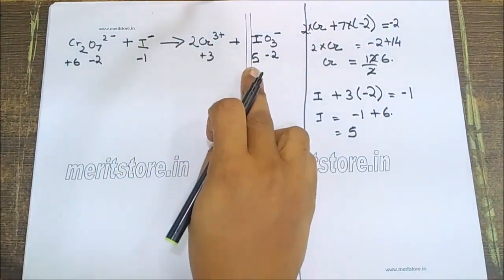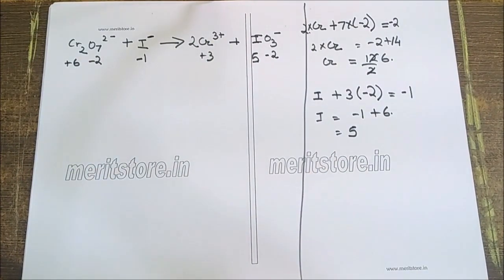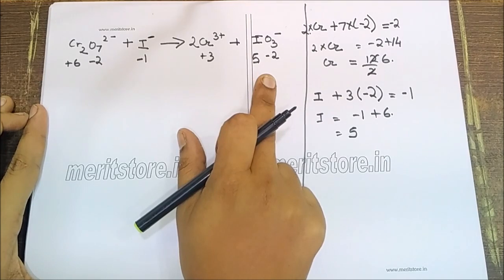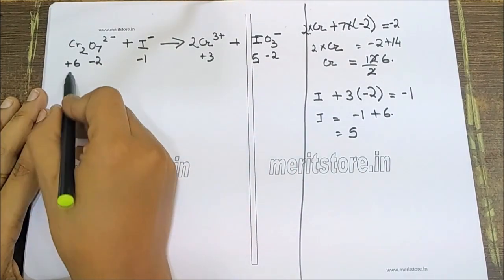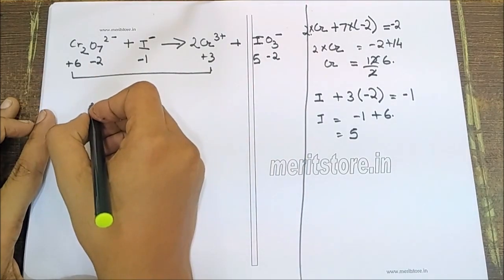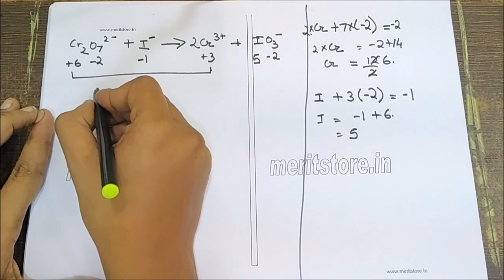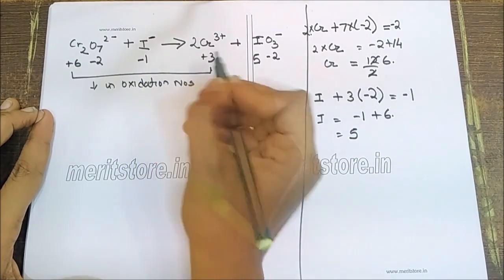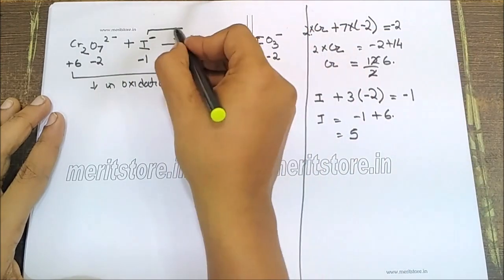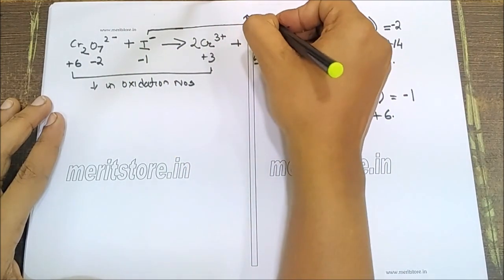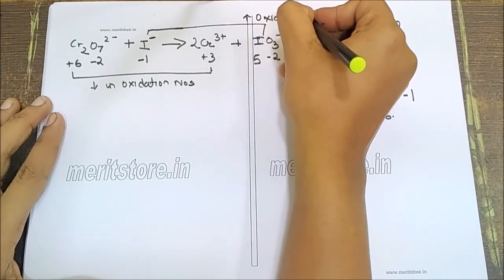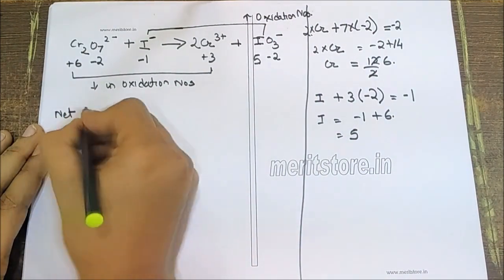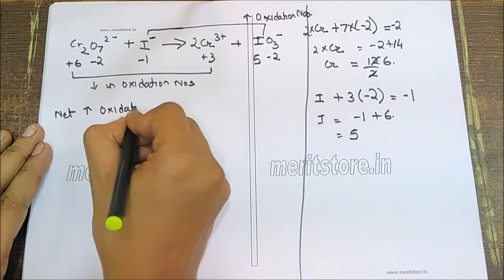Now after we have assigned the oxidation number for each atom, we now have to identify the loss or gain of electrons. So if we look at Cr, Cr has undergone decrease in oxidation number. And iodine has undergone increase in oxidation number. Okay. Now this is only for per atom. Now we need to determine net increase in oxidation number. Net increase.